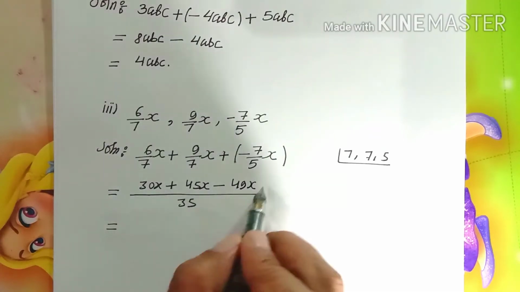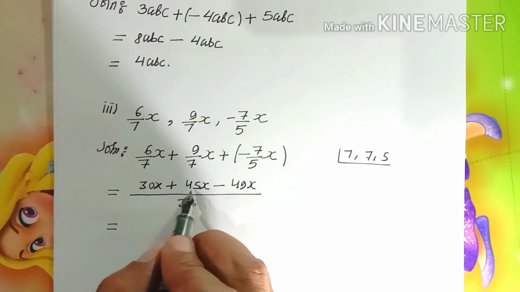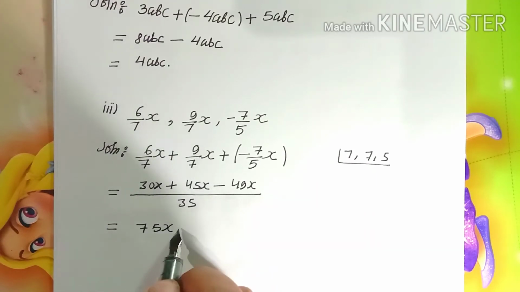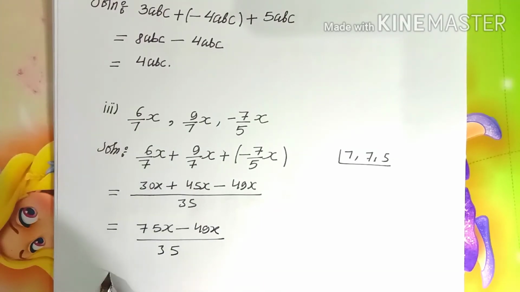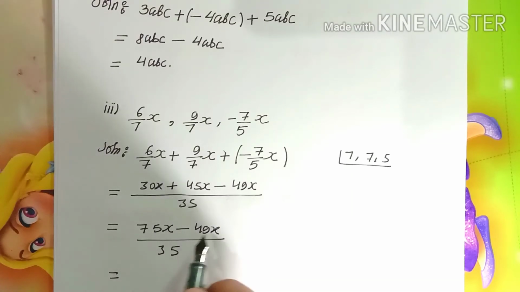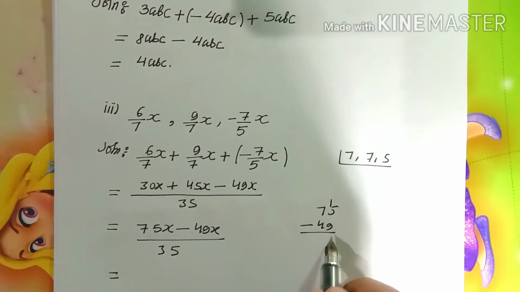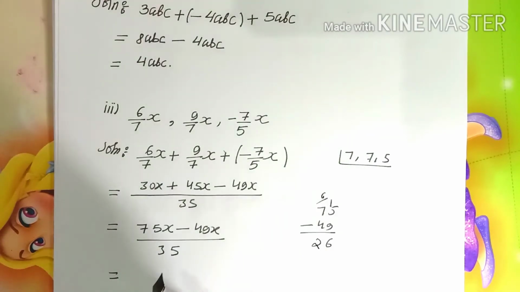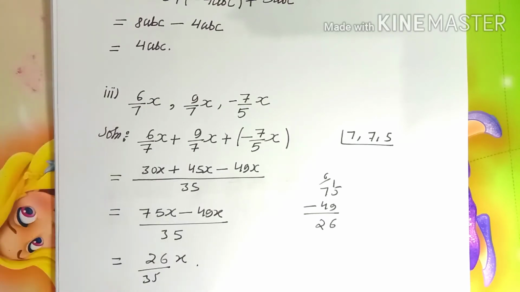Now we can see here all these three are like terms, so we can add according to the sign. So 30x plus 45x equals 75x. Again we have minus 49x, divided by 35. Now which is equal to 75x minus 49x, that is we take the numerical value only, 49. So 75 minus 49 is 26. So we get 26x divided by 35. Now we don't have any common factor other than 1, so that will be our sum.